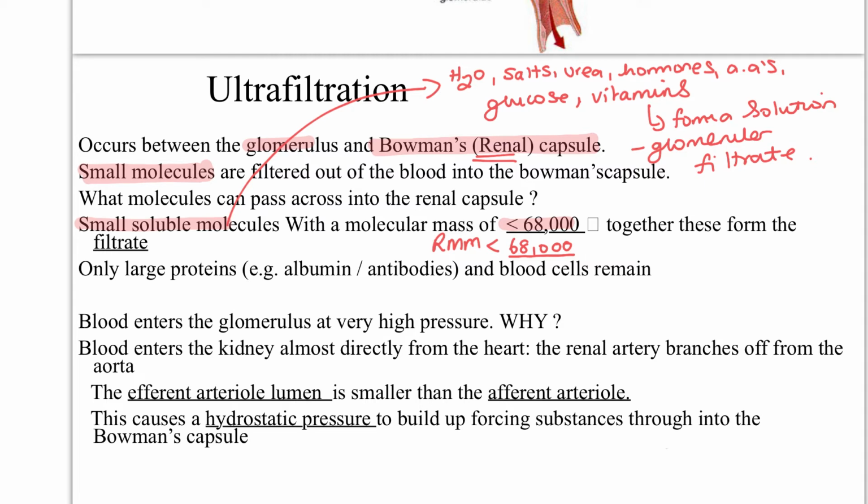So what doesn't leave? Well, red blood cells and white blood cells obviously don't leave because they're massive. And in addition, your blood contains large insoluble proteins. So a couple of examples that I've just put here are antibodies. These are an obvious large protein. And albumin is another large protein in your blood.